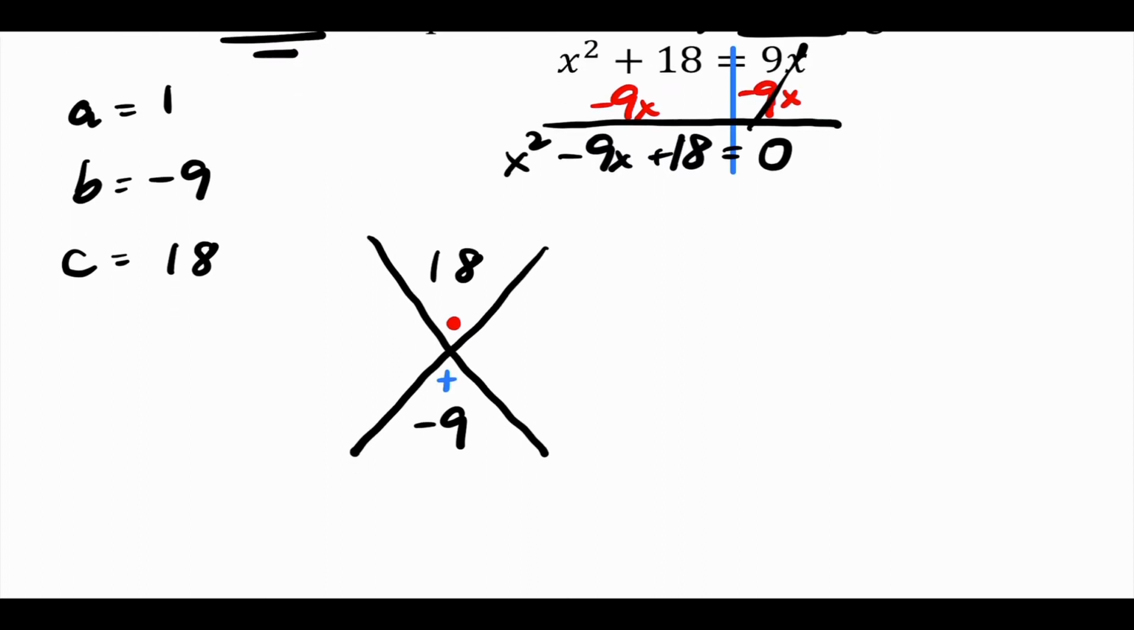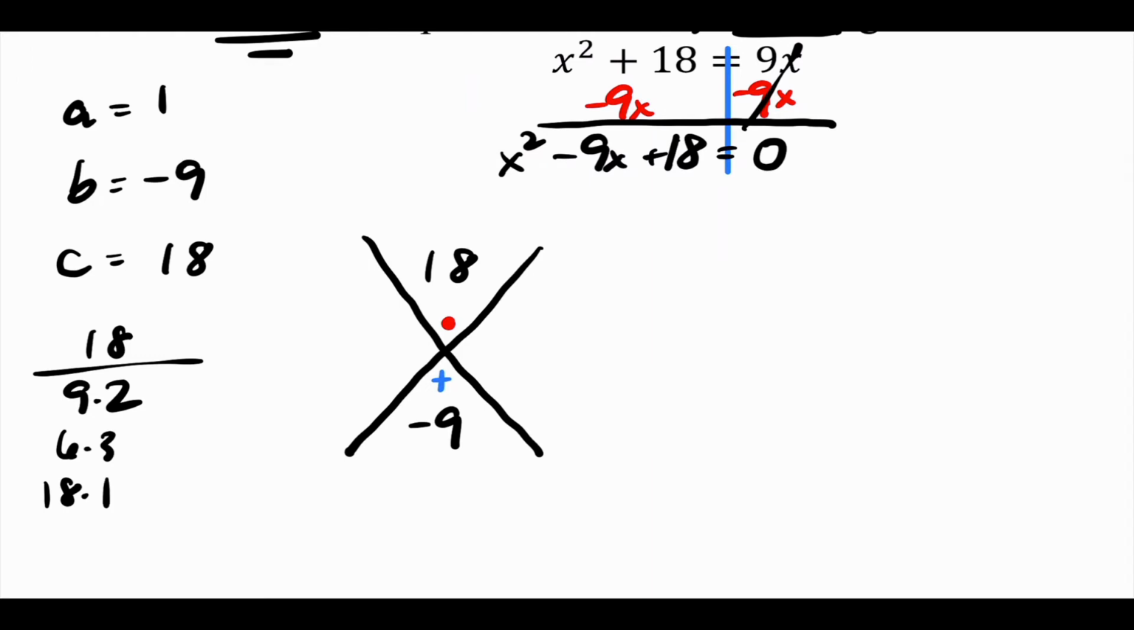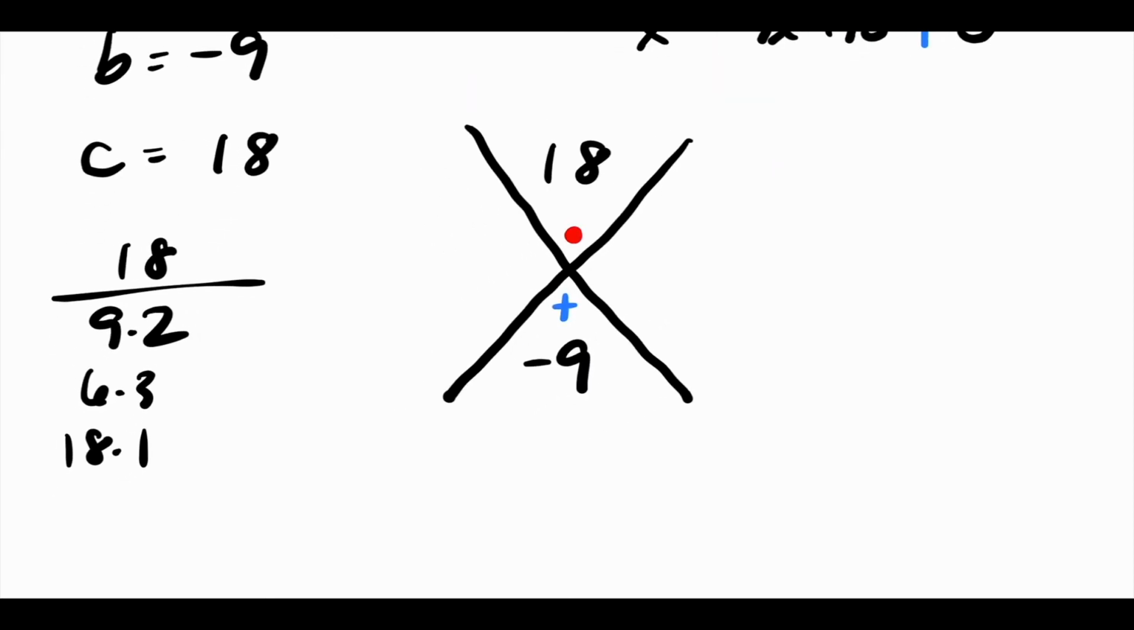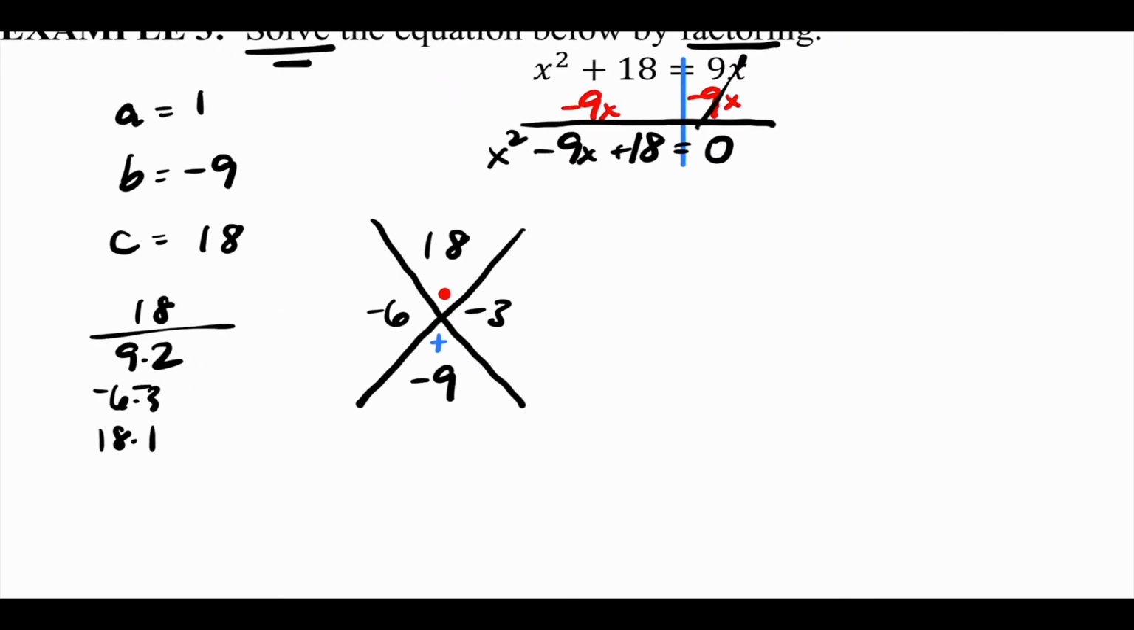What 2 numbers is that going to be? See, 9 and 2, 6 and 3, 18 and 1. None of those numbers add up to be a negative number. So what do I need? Make them negatives, yeah. Negative times a negative makes a positive, so I can also do that. So negative 6 and negative 3.